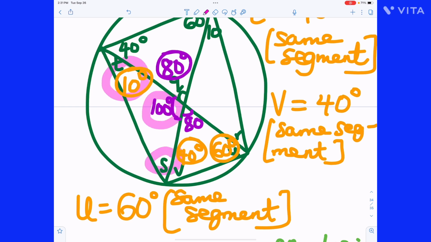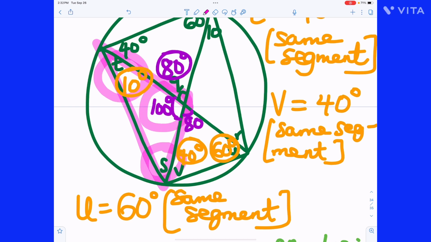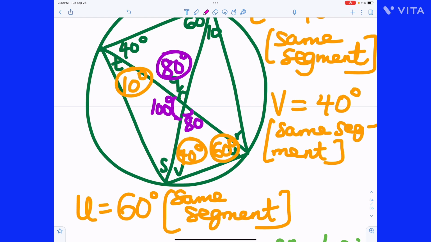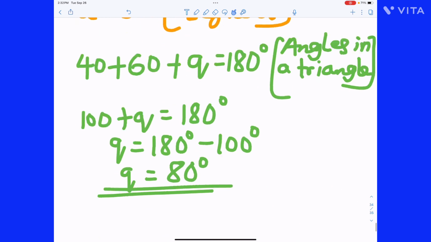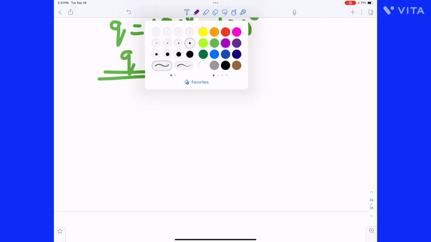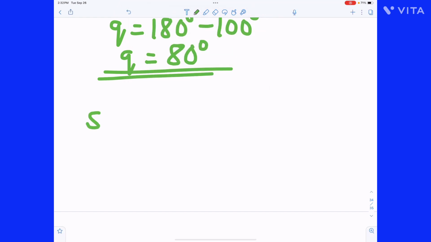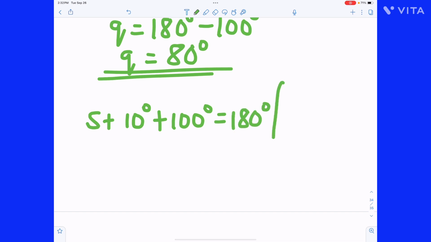So I can use 100, 10, and S to find the value of S. Can you see? Because the three are present in the same triangle. These are three angles of a triangle: S, 100, and 10. So I can use that triangle to get S. Let's go ahead and do that. How do I do that? I'll say S plus 10 plus 100 is equal to 180 degrees.